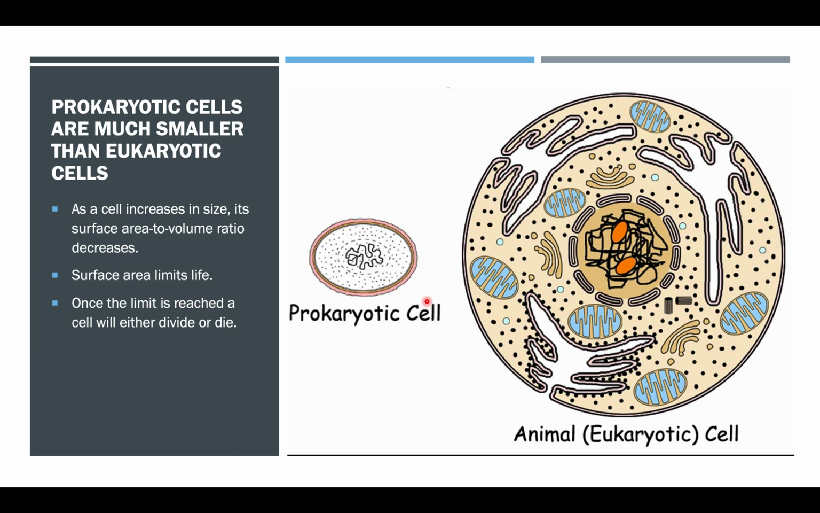They're more simply structured. As a cell increases in size, its surface area to volume ratio decreases. So surface area actually limits life, and once the limit is reached, a cell will either divide or die. That's a big part of this chapter: surface area does limit life.